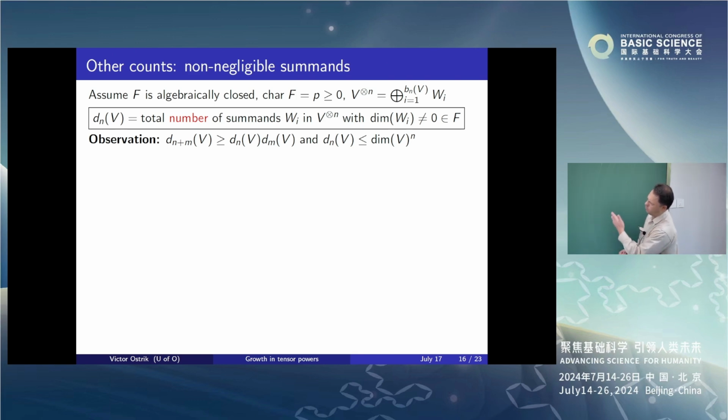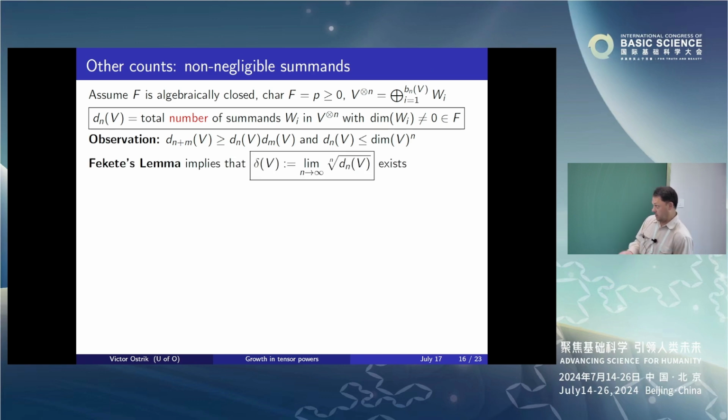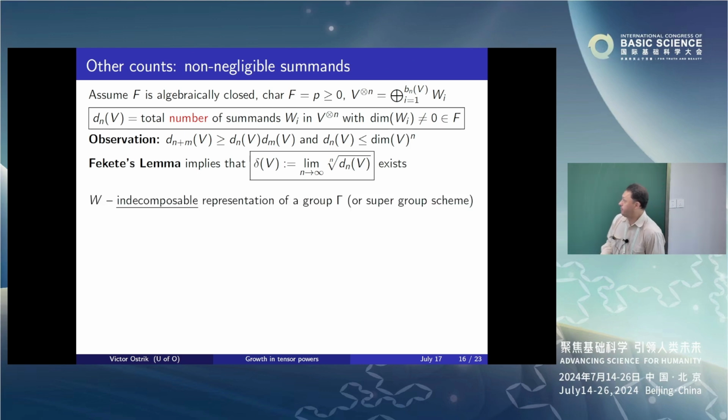So it's really easy to observe that these numbers satisfy inequalities like this. The first one is a convexity property, and the second is just some bound. Fekete's lemma from analysis guarantees the existence of the limit of this nth root, just as in all previous situations. And this is my invariant delta of V I was talking about on previous slides. It's my new invariant I want to talk about.